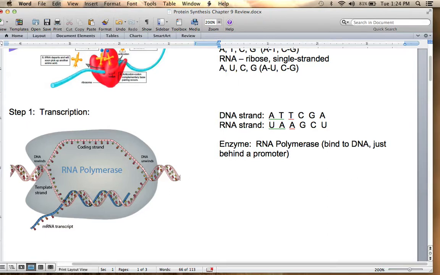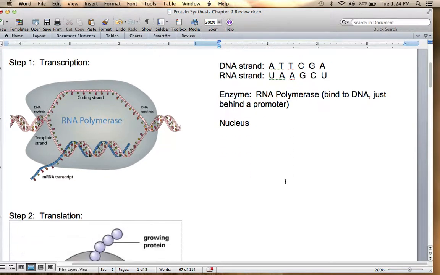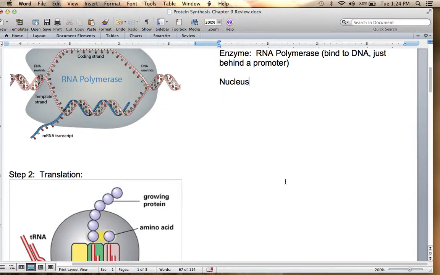So RNA polymerase binds to the DNA strand, unwinds it, and then assembles a messenger RNA transcript complementary to the DNA strand that it cares about. And so that's step one, that's transcription. This takes place in the nucleus. And then the mRNA transcript is going to leave the nucleus and go out into the cytoplasm of the cell and get involved in the next step, step two, which is translation.